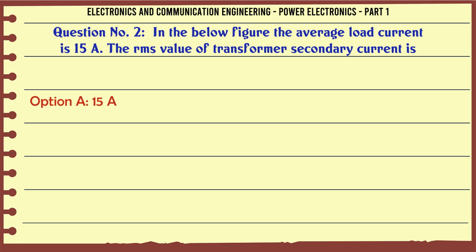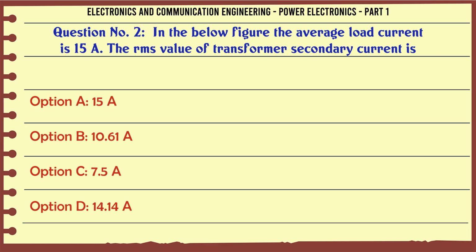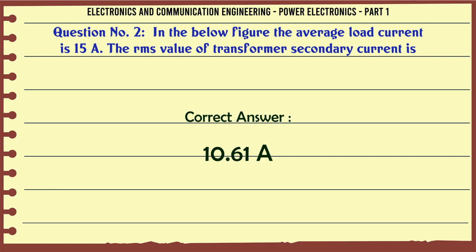In the below figure, the average load current is 15 A. The RMS value of transformer secondary current is A. 15 A, B. 10.61 A, C. 7.5 A, D. 14.14 A. The correct answer is 10.61 A.